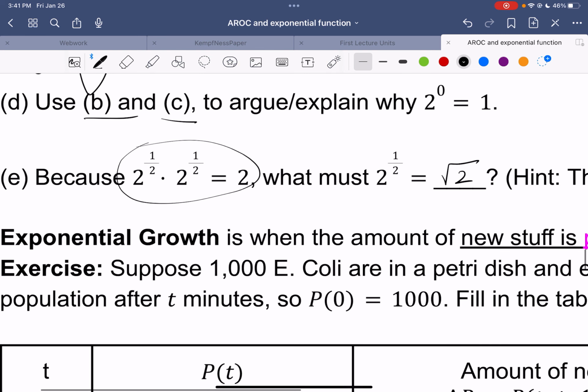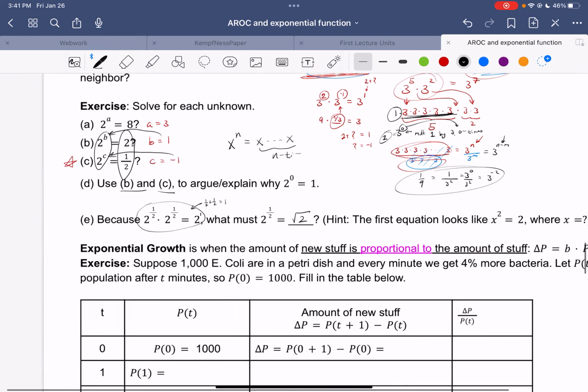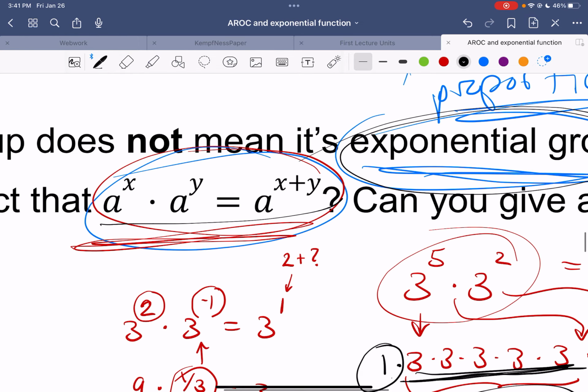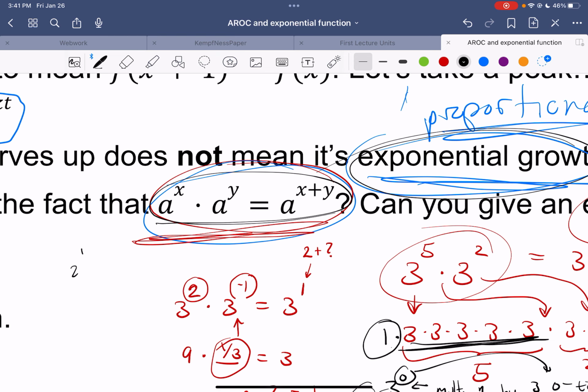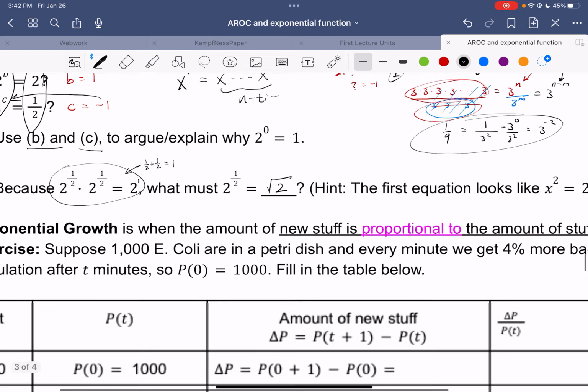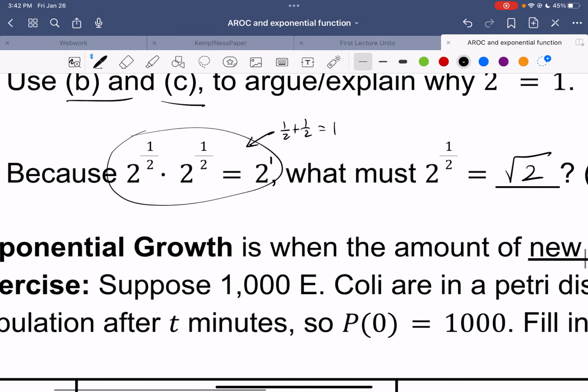So first off, why do I believe this is true? Well, it's because the power on 2 is 1, and 1/2 plus 1/2 is equal to 1. So if I know nothing except for this rule here, then it seems plausible, right? Because I have 2 to the 1/2 times 2 to the 1/2 had better equal 2 to the 1/2 plus 1/2. This is 2 to the 1. This is 2.